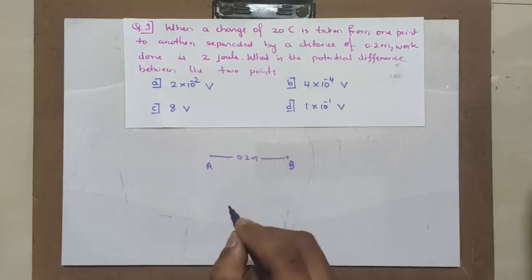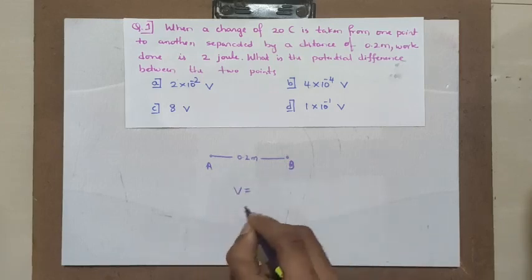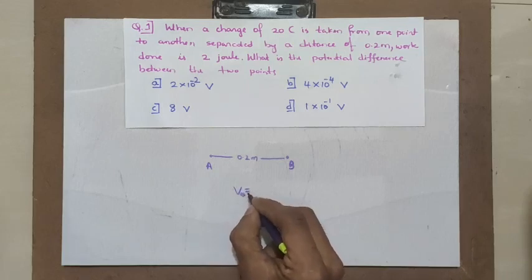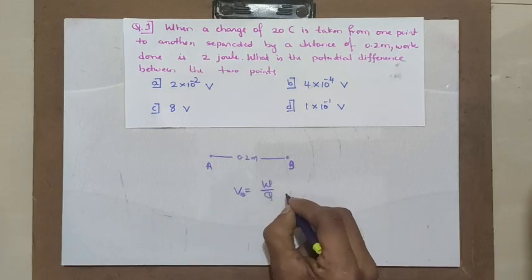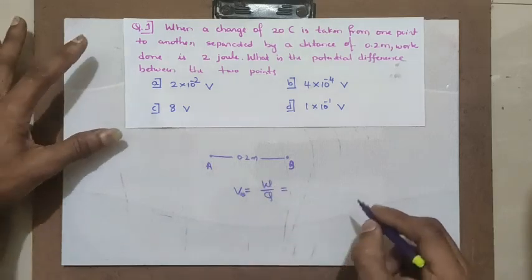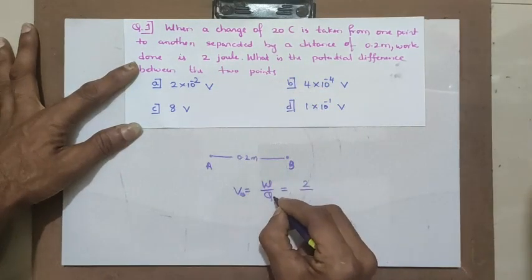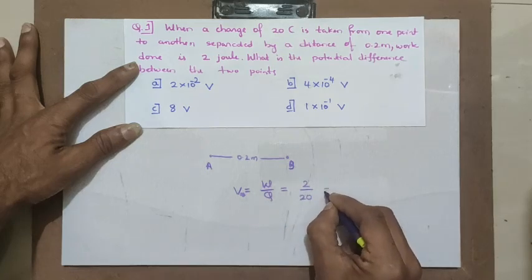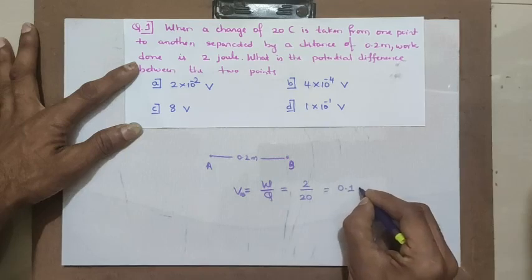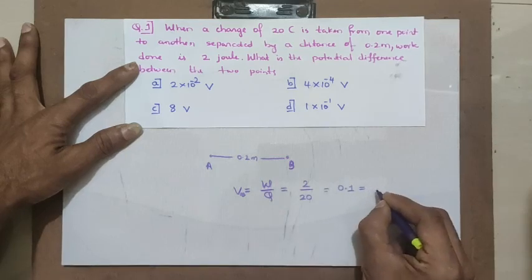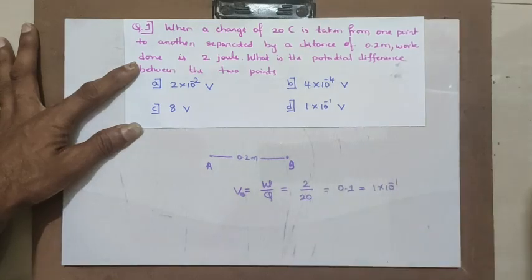What is the definition of potential? The potential difference between A and B, which I write as AB, is work done per charge. What is the work done here? Work done is 2 joules. How much charge moved? 20 coulomb. Hence 2 divided by 20 is 0.1. The potential difference is 0.1 volt, or 1 into 10 raised to minus 1.